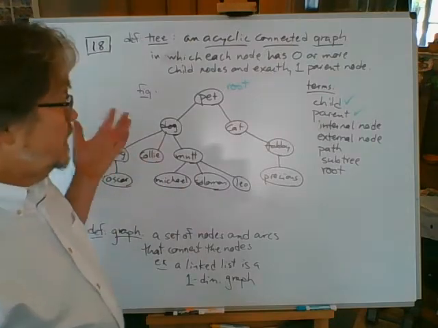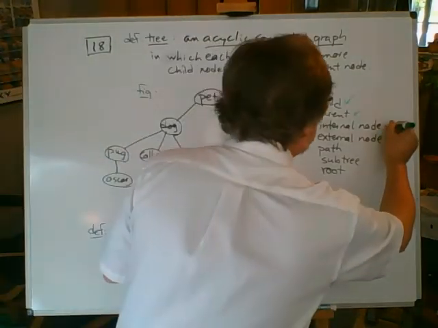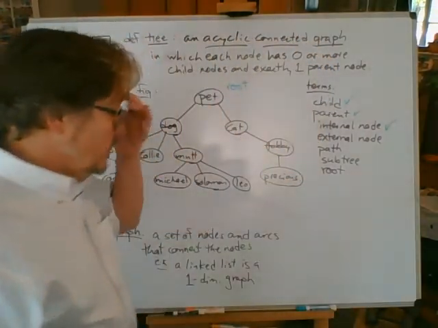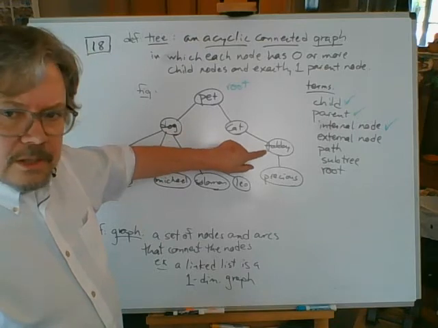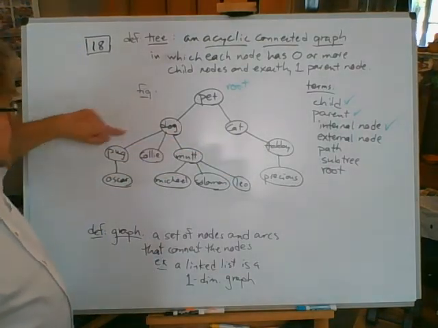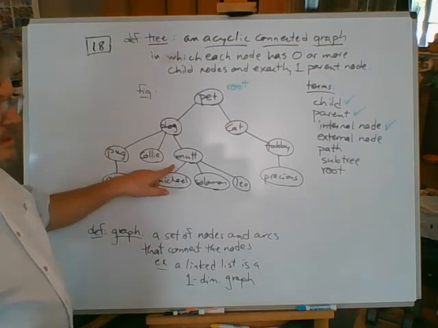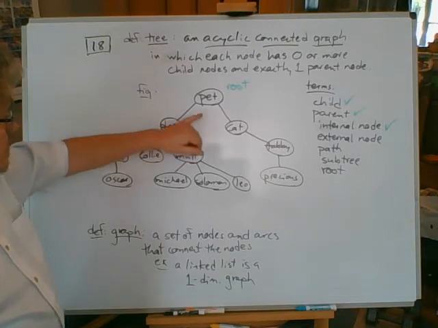Internal node means you got kids. An internal node has at least one child node. Cat is an internal node because it has tabby, a single child over here in the graph. Dog is an internal node. It has three children: pug, collie, and mutt. If you couldn't read those, I should probably read the labels in case you hadn't been able to.